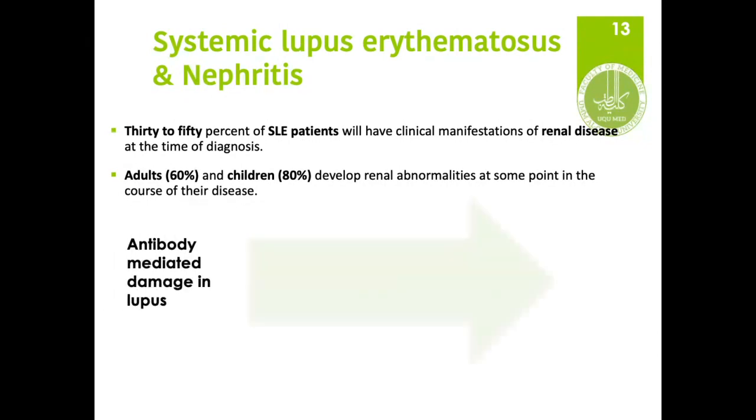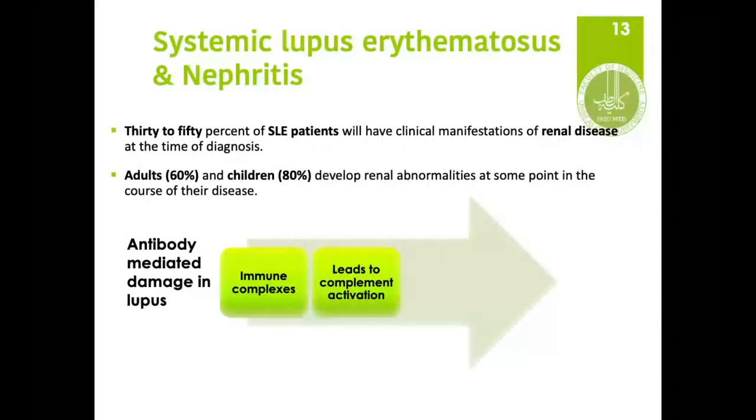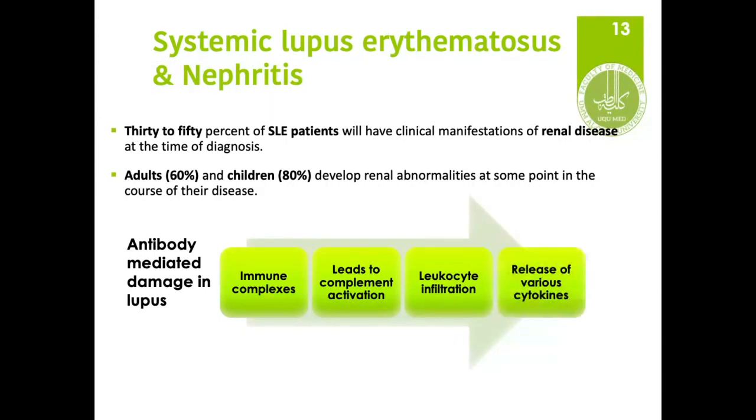Now, antibody-mediated damage in lupus is seen first. As we might expect, there will be a lot of immune complex formation in these patients. These immune complexes are going to trigger complement activation, in particular the classical pathway, and there will be MAC formation, other complement protein synthesis, and leukocyte infiltration of the glomerulus. And finally, there will be release of pro-inflammatory cytokines and the presence of the leukocytes. They will all together cause damage to the glomerulus.